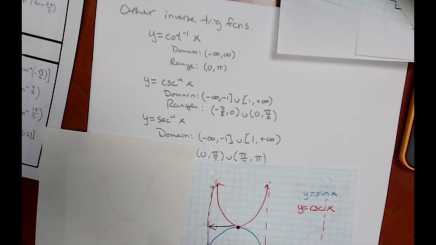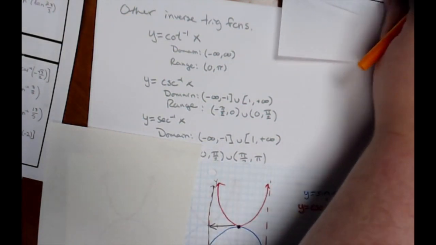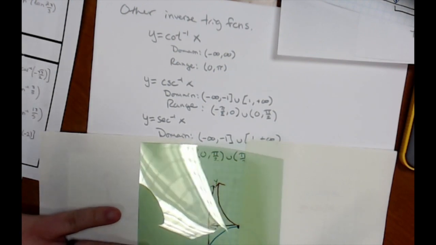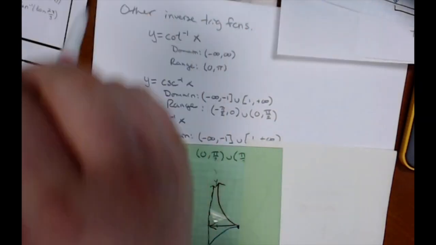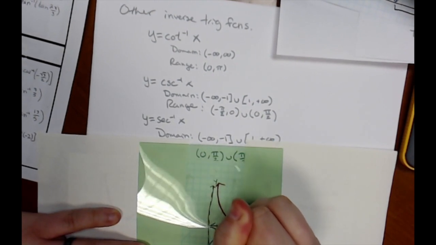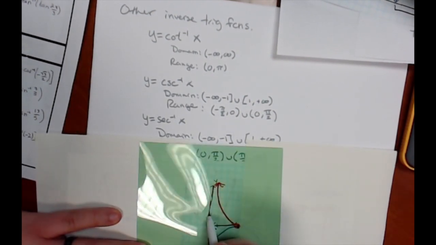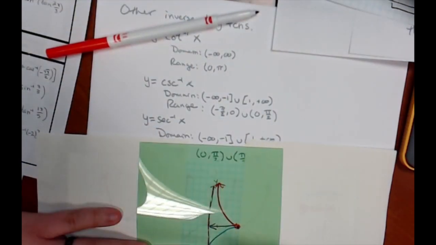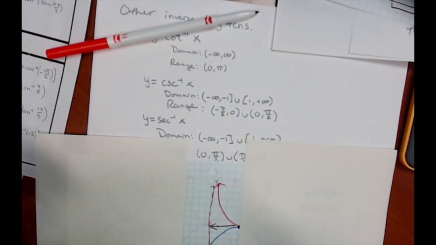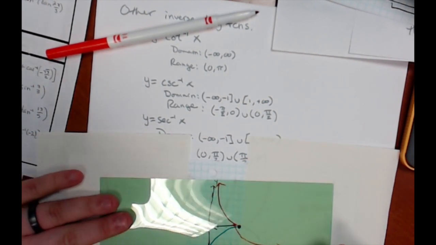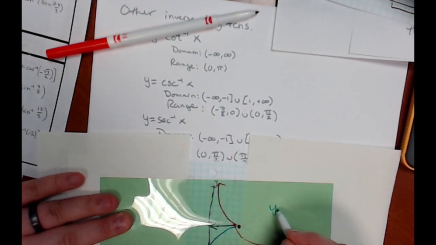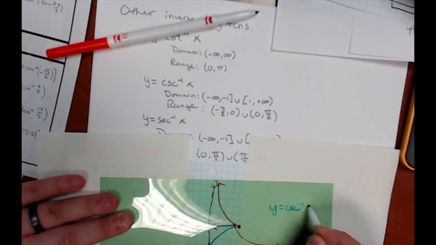Well, we can't do 0 to pi. We did negative pi over 2 to pi over 2 to pass the vertical line test. And I'll use my red marker. Notice we have a vertical asymptote at 0. So I'll put a marker for my origin, and then I'll flip it. And it has exactly what we said its domain. So this is y equals cosecant inverse of x.